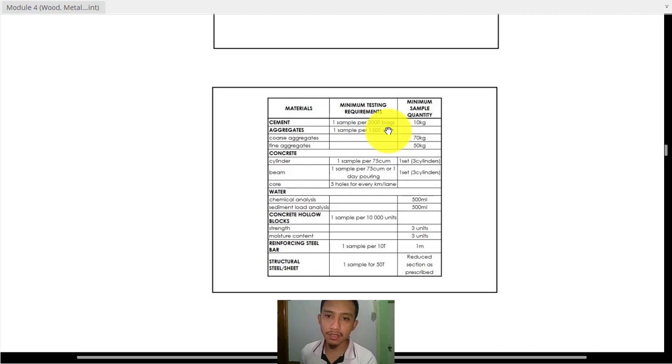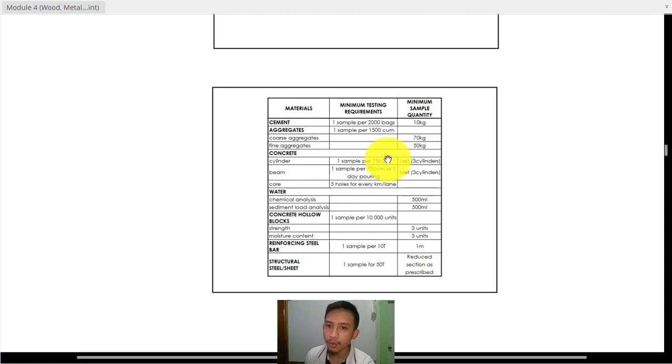So per 1,500 cubic meters, we need at least one sample of 70 kilograms for coarse aggregate, and 50 kilograms for fine aggregate. And then you have here your concrete. For testing of cylinder, that might be used to test your compression strength. So, one sample per 75 cubic meters.